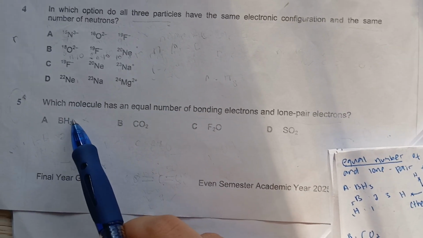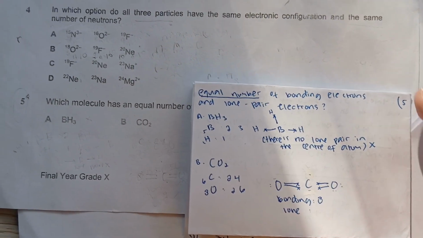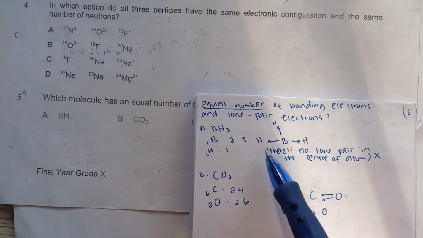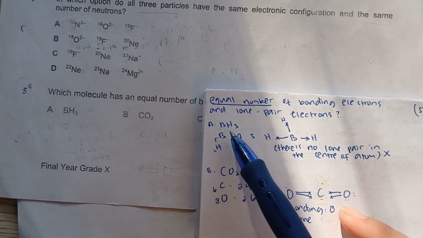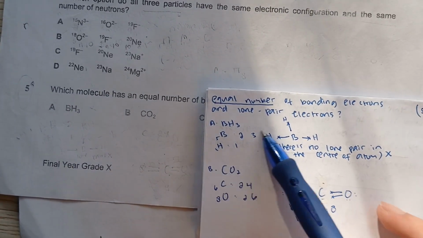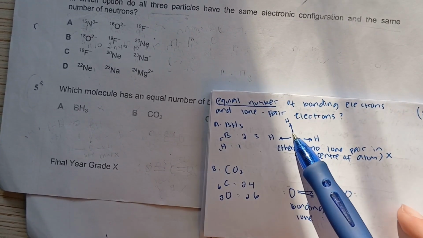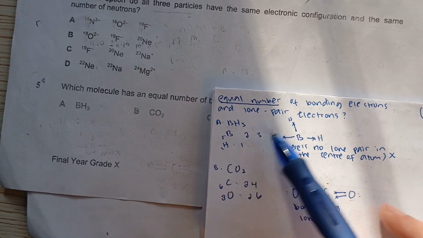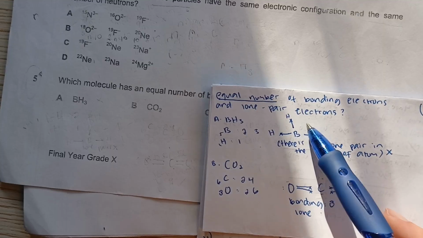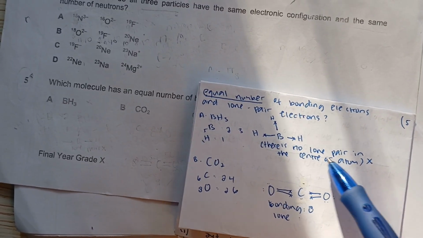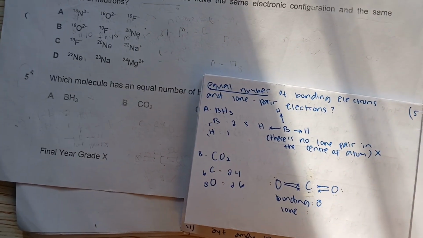Let's see the next question. The next question is, which molecule has an equal number of bonding electrons and lone pair electrons? So, equal number of bonding electrons and lone pair electrons, we look at option A. It's boron trihydride. We draw the valence electrons of boron in here. Valence electrons of boron is 3, so 1, 2, 3, while H is just 1, 1, 1. So it's bonding in here, but there is no lone pair on the center atom. There is no lone pair, so it's wrong.